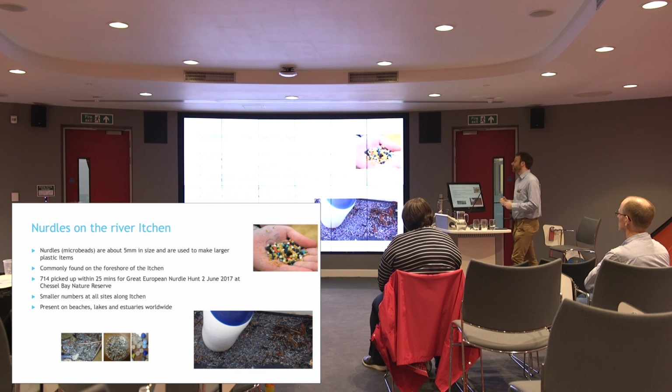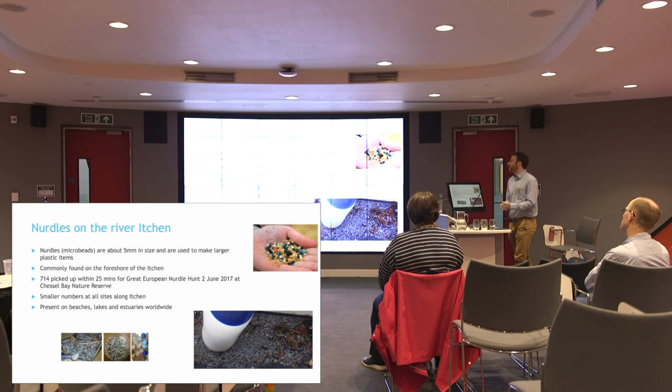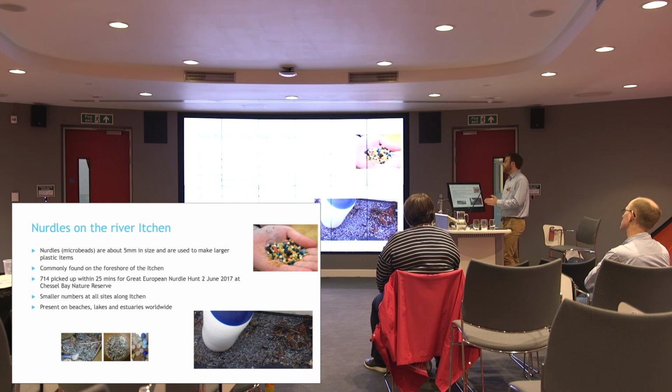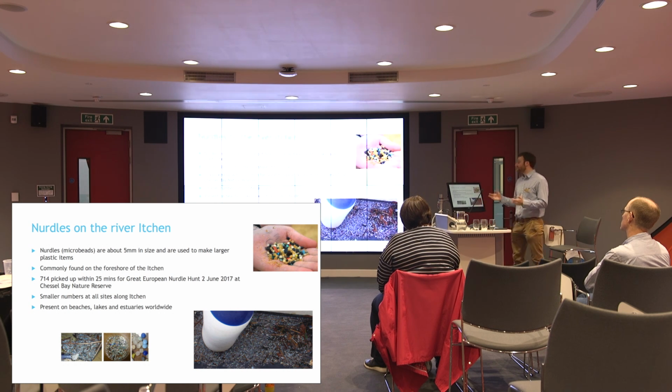And on the River Itchen, we also have a large quantity of what are called nurdles and microbeads. Like I said, these are 5 millimetres in size and are melted down to make large plastic items. There's a company that uses these to make polythene sheeting on the banks of the River Itchen, and these things are so small that they're very easy for them to be blown out and lost. And the Itchen often has a large number of these along its banks.